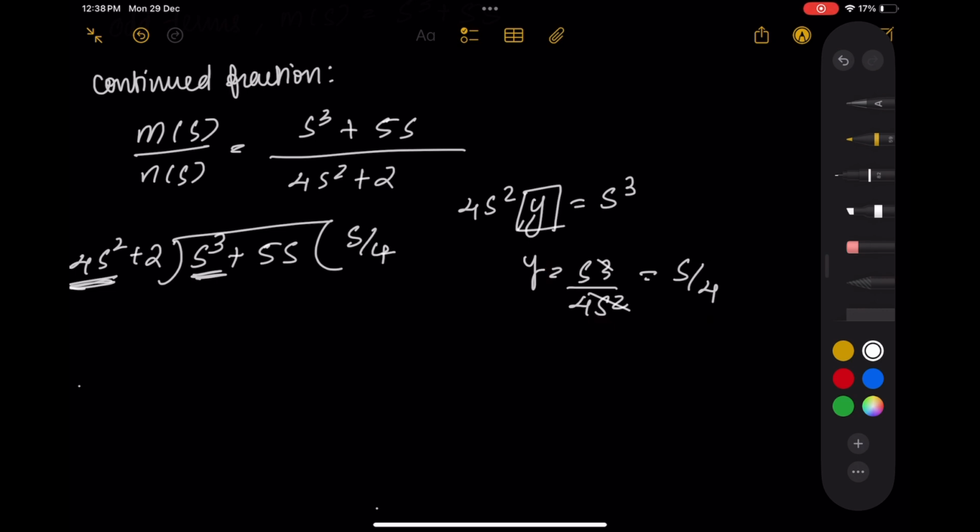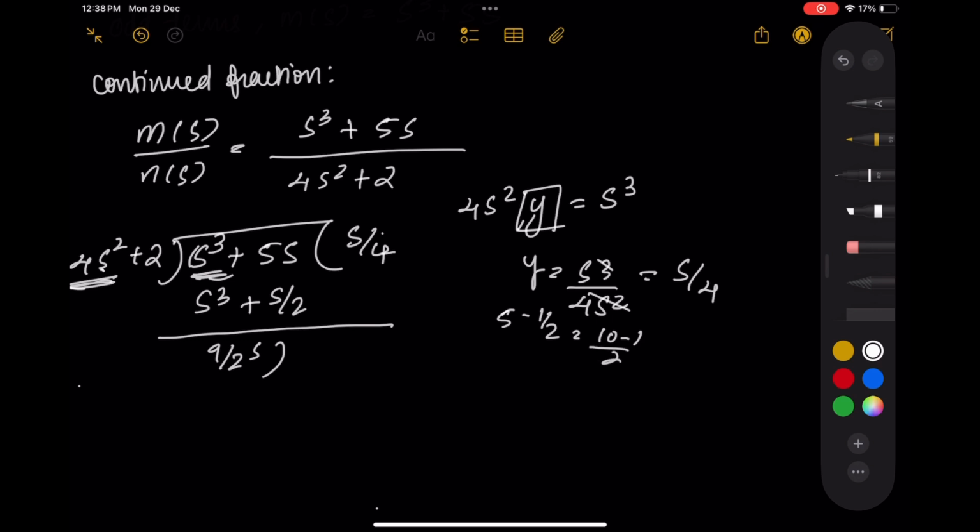So when I multiply 4s square plus 2 with s by 4, I'll get s cube. Then the next term 5s, and the other term will be 2 into s by 4, that is basically s by 2. On solving that, I'll get 9 by 2s. That is, 5 minus 1 by 2 gives 10 minus 1 by 2, that is 9 by 2 into s.